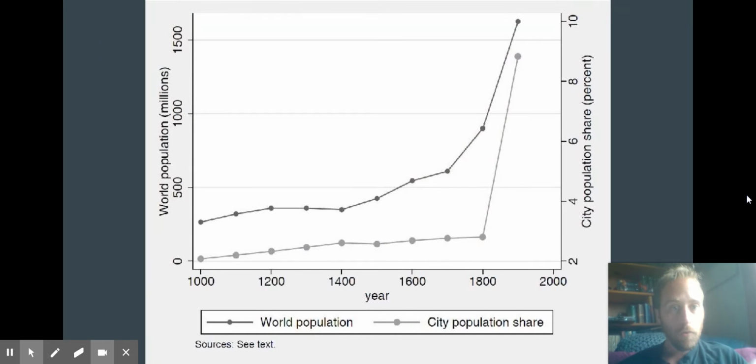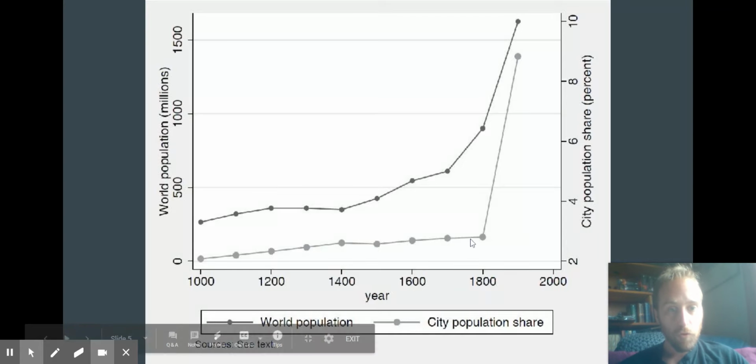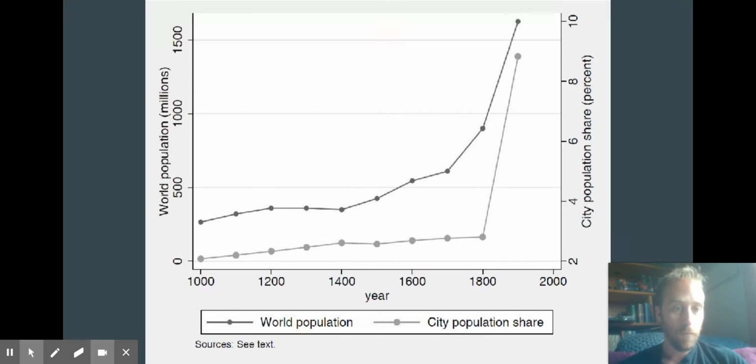This is a chart showing world population growth and the population that lives in cities. You notice a sharp jump here around 1800 in the number of people who live in cities. That's the beginning of the first industrial revolution, when factories start being built in cities and people move from the countryside into these urban areas.